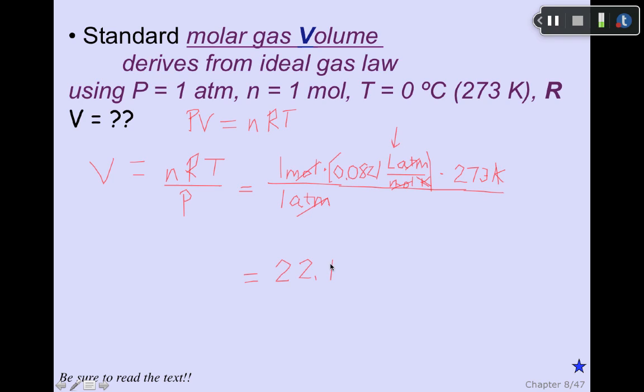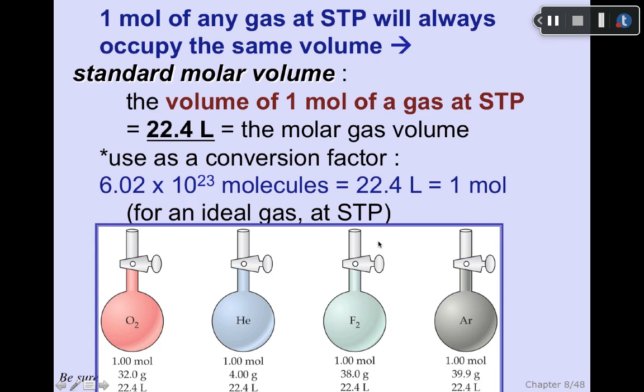22.4 liters is the volume of 1 mole of any gas at standard temperature and pressure. We call that the standard molar gas volume. So that's a really useful number to know, and I'll show you how we can use that in calculations. So 1 mole of any gas at STP has the same volume, the standard molar volume, 22.4 liters, the molar gas volume.